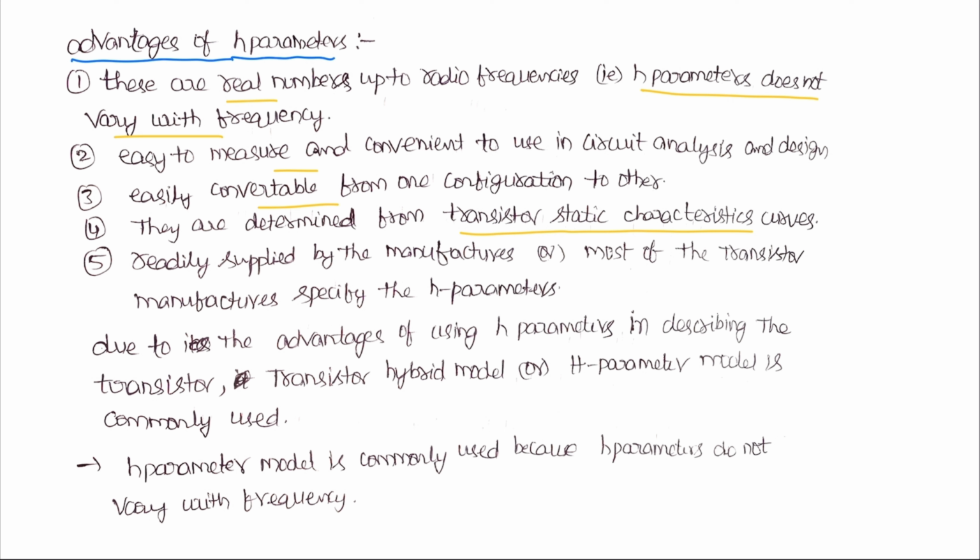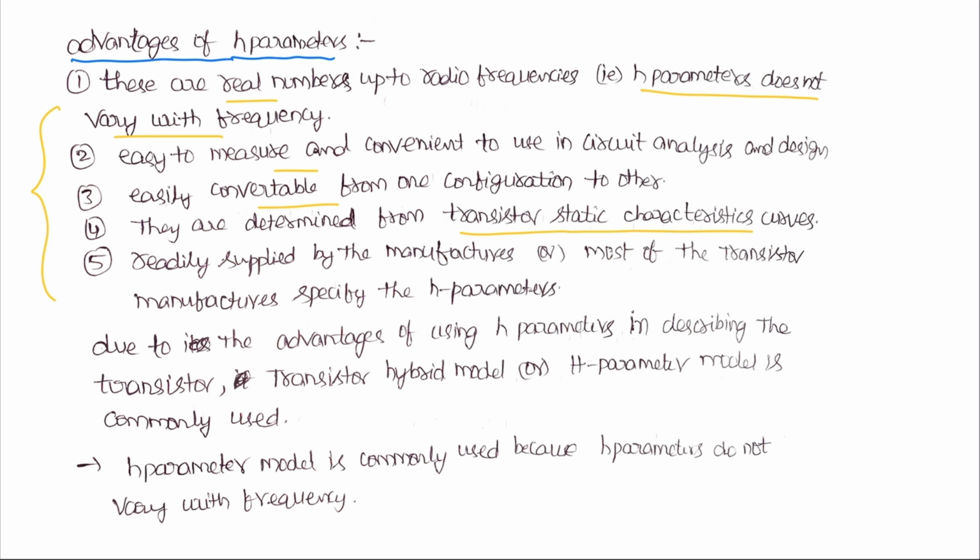Due to these advantages of using H parameters in describing a transistor, the H parameter model is commonly used. Because of these advantages: easy to measure, obtained from the transistor static curves, easily convertible from one configuration to other configuration, convenient to use in circuit analysis and design. These are the advantages of H parameters. Due to these advantages, the hybrid model or H parameter model is commonly used. So statement 1 is correct and 2 is not a valid reason for statement 1. Question number 78.